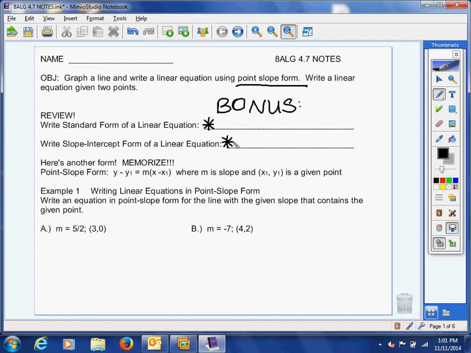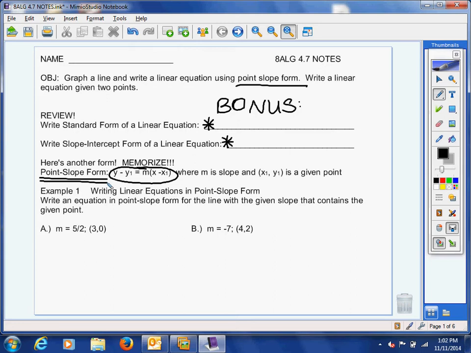Okay, now we're getting ready to learn yet another form, and yes, I need you to memorize this. This is called point-slope form. Now remember, with standard form, we don't really know too much about it. It's just what you have written on your line there. Slope-intercept form, if it's in that form, we know the slope and we know the y-intercept of the equation. But in point-slope form, it sounds just like it is. We know a point and we know the slope of the line.